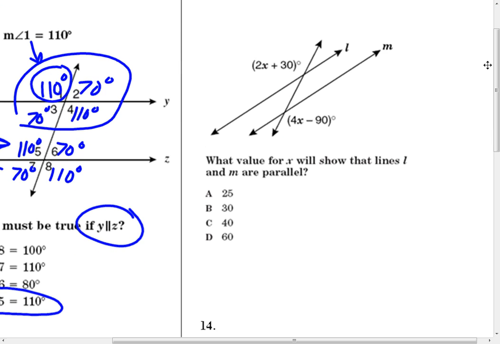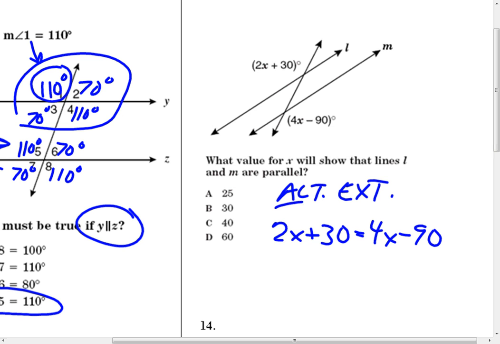What's my justification or type of angle that I'm dealing with here? This one's alternate exterior. What's the relationship? What do I know about those angles? Everything with the word alternate in front of it is just equal. This angle is equal to this angle. If you solve that, what do you get? 60?